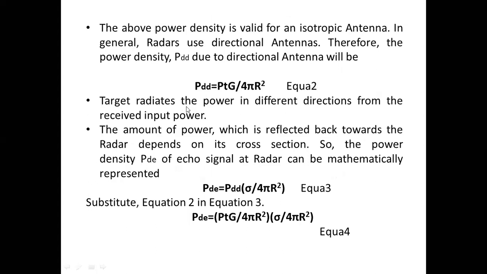The target radiates the power in different directions from the received input power. The amount of power which is reflected back towards the radar depends on its cross section. So the power density PDE, where E represents the echo signal at the radar, can be mathematically represented as PDD into sigma by 4 pi R square. Sigma is represented as the radar cross section.